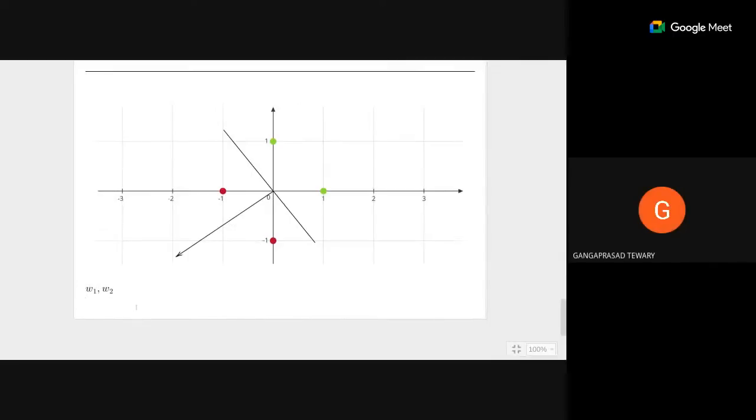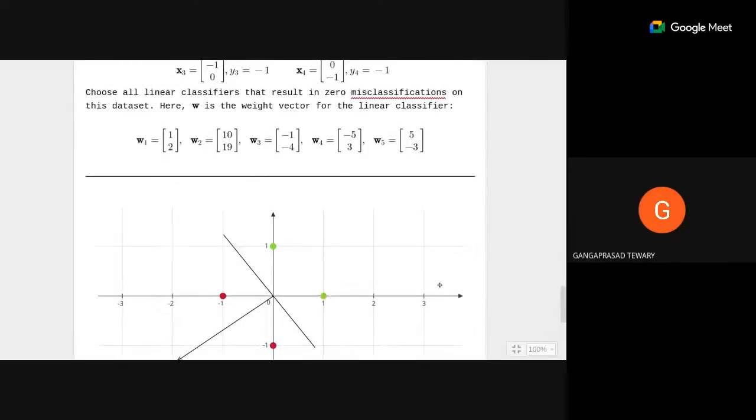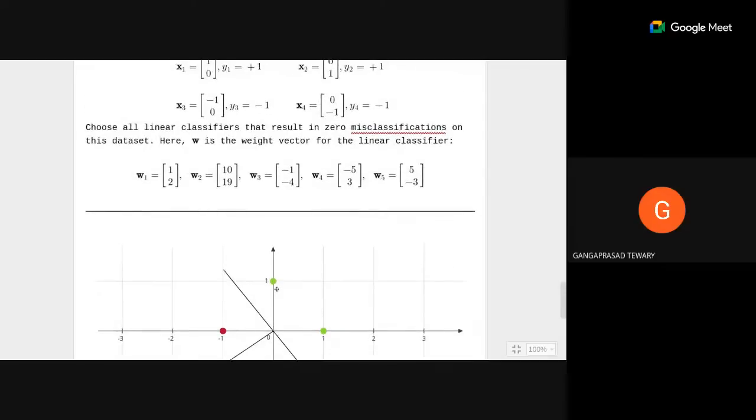Sir, if I take W2, will it be classifying all the points into two parts? Yeah, it will. The decision boundary will be the same, right? Oh, yeah, got it. Yes, W is perpendicular to the decision boundary, right?